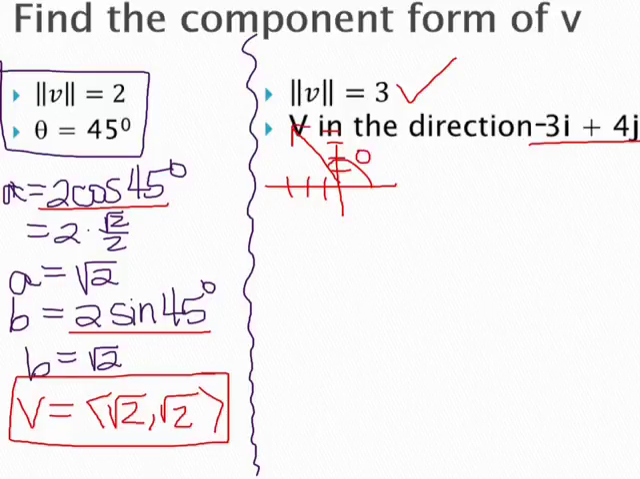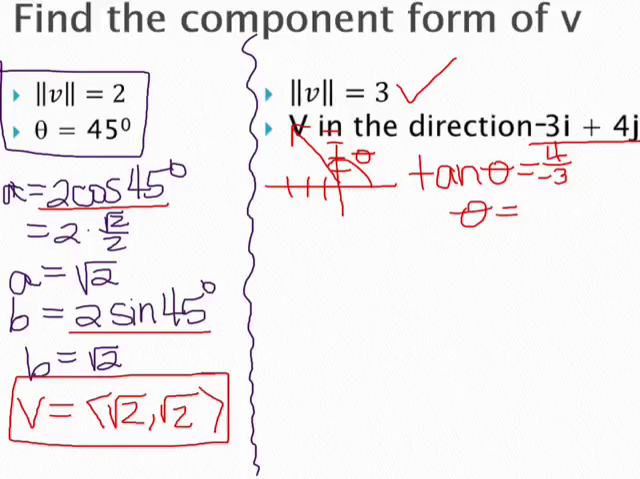Which is this angle right here. Okay, so first of all, if we take the tangent of theta equals 4 over negative 3, and we go ahead and put that in our calculator as the inverse tangent of 4 over negative 3, we get negative 53.13 degrees.